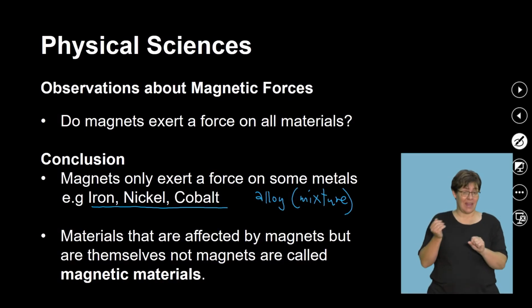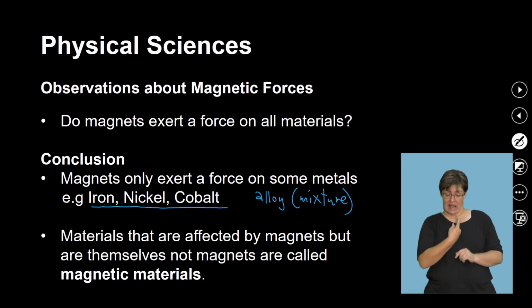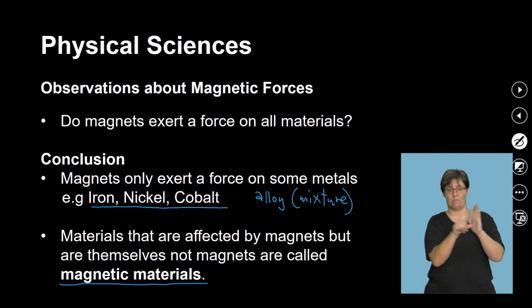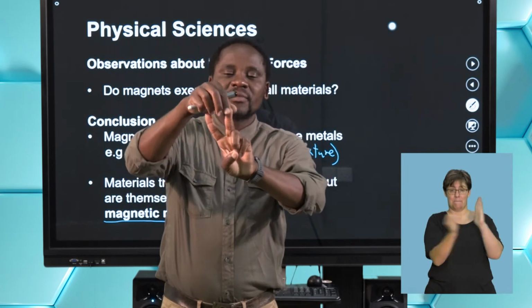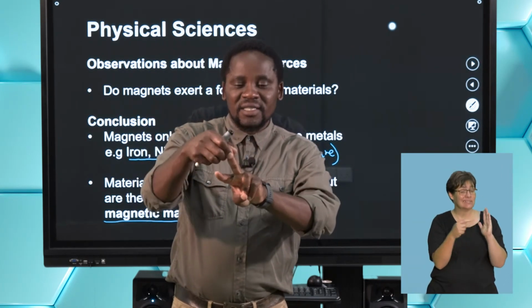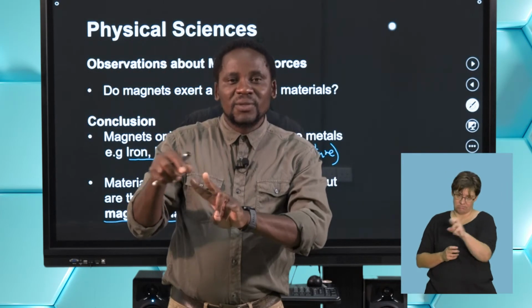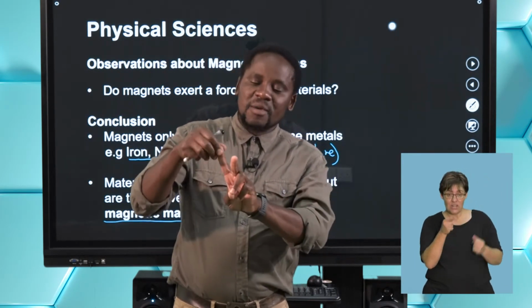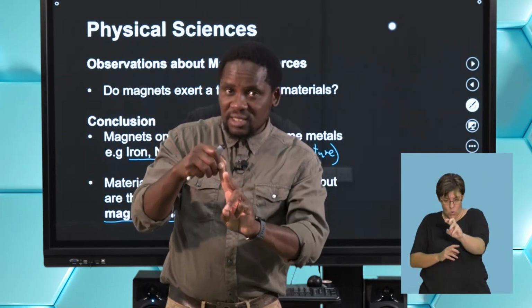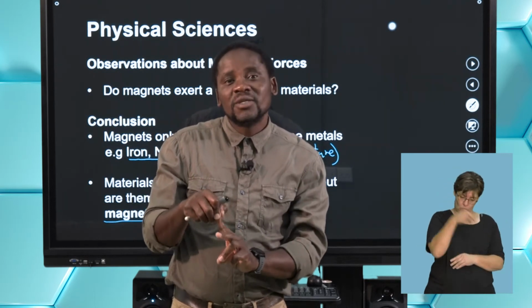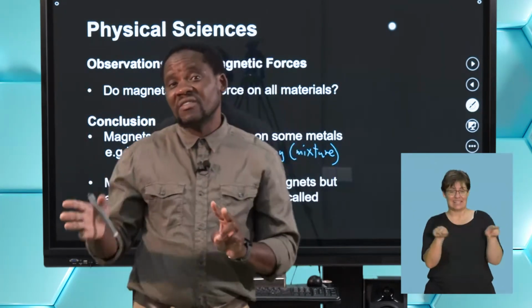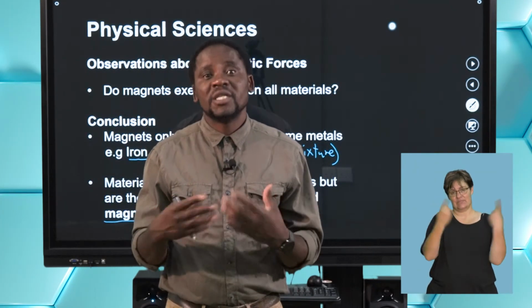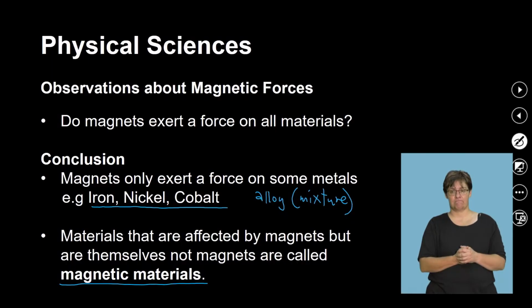So materials that are affected by magnets are by themselves not magnets, but are called magnetic material. So the issue of language is very important. We've got two terms here, magnetic materials and a magnet. A magnet is the one that causes the force of attraction. And then a magnetic material experiences the force of attraction due to the magnet. So the two terms are closely related. However, they're not the same thing. They don't mean the same thing, right? Okay, moving along.